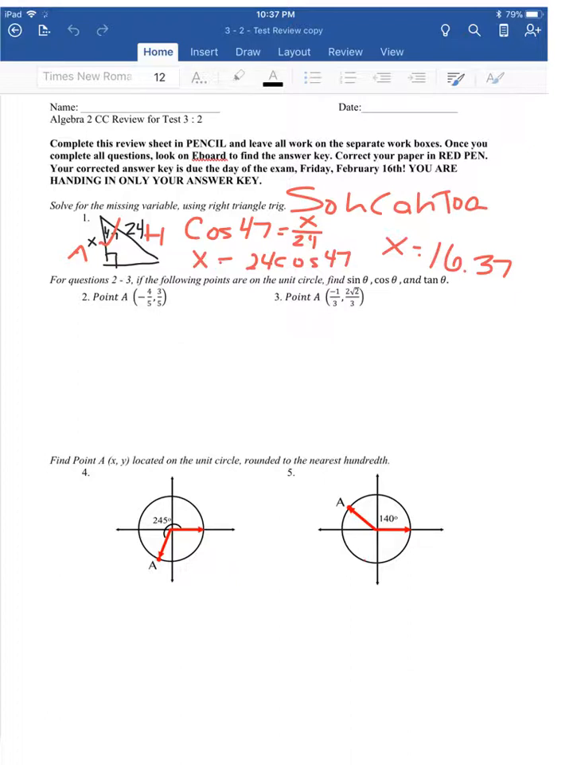Okay, so the second question deals with points on the unit circle in comparison to the sine, cosine, and tangent. So if you remember our 3 identities, let's write this down: the sine of theta equals y, the cosine of theta equals x, and the tangent of theta equals y over x, which is the sine over the cosine.